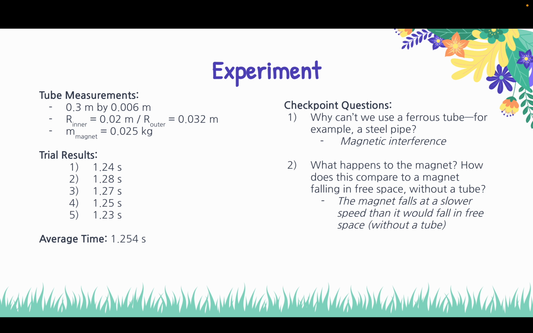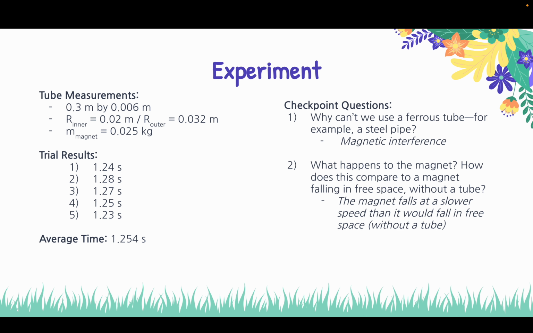The tube was a 0.3 meter by 0.006 meter tube. The inner radius was 0.02 meters, outer was 0.032, and the mass of the magnet was 0.025 kilograms. And to answer the checkpoint questions throughout the experiment, why can't we use a steel pipe as a tube? The reason for that is magnetic interference. There would be fields interacting with the magnet and skewing our results.